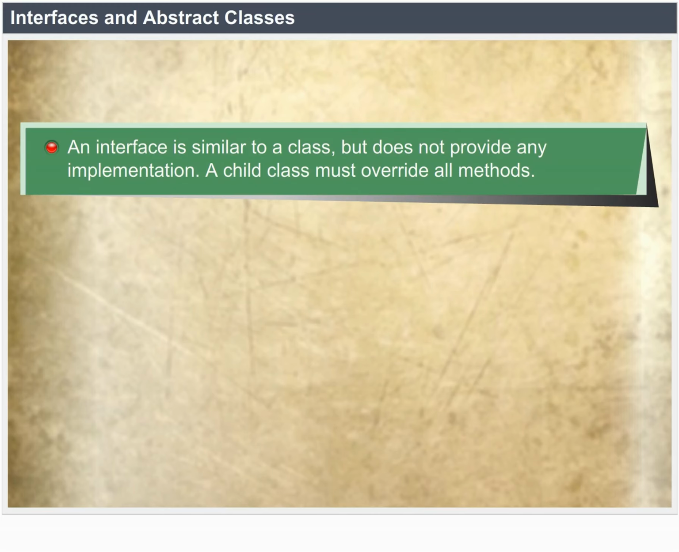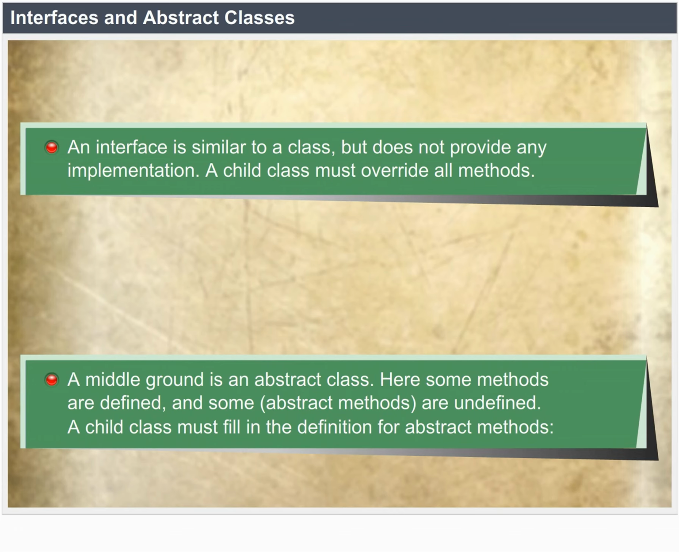Interfaces and abstract classes. An interface is similar to a class but does not provide any implementation. A child class must override all methods. A middle ground is an abstract class. Here some methods are defined and some abstract methods are undefined. A child class must fill in the definition for abstract methods.